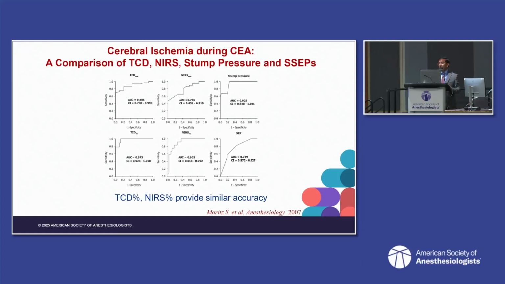So NIRS works great in this setting, so does TCD, but the problem with TCD is it's technically challenging and difficult to perform, and especially in older patients, there can be a hyperostosis of the bone, so it can be difficult to get the signals. But cerebral oximetry is something that can be easily incorporated into the anesthetic without too much difficulty.